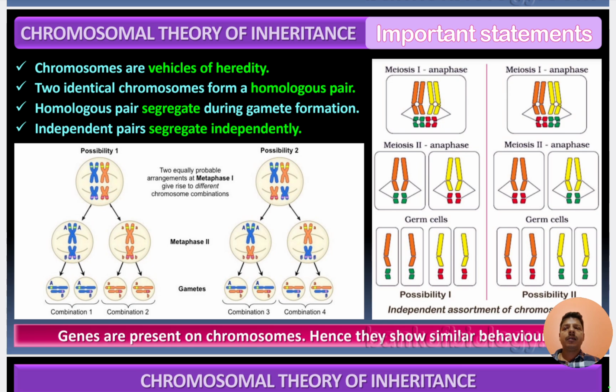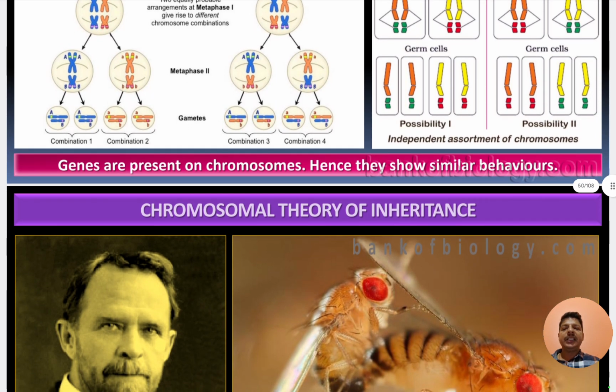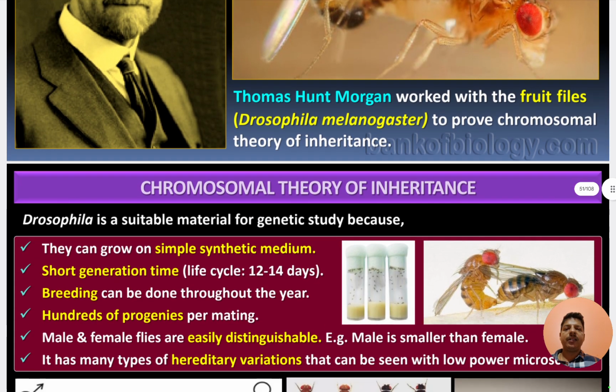Next, independent pairs segregate independently. Again some possibilities, as you can see. Possibility 1, possibility 2, and here also the first possibility, the second one. With orange, it has the green color enzymes, and with yellow, they have the red color. But here it is different, as you can see, and it shows the independent assortment. Genes are present on chromosomes, hence they show similar behavior.